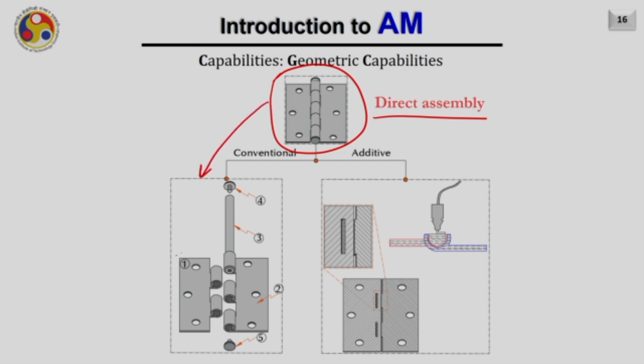First, you will create part number 1 by any process, then you will create part number 2, then part 3, the center shaft, part 4 and part 5, these two end caps, and then you will assemble these together to create this part. While in the case of additive manufacturing, you can print the whole thing in a single go, because the steps of realizing the part are quite generic.